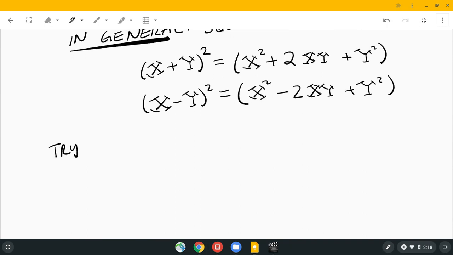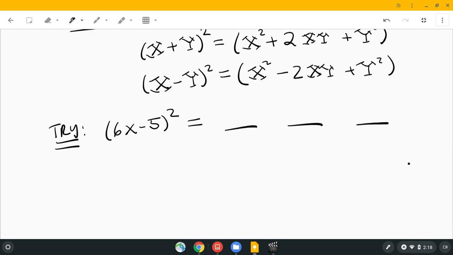Okay, so let's see. Go ahead and see if you can do this one. 6x minus 5 quantity squared. Try to see if you can figure out what the trinomial would be. Okay, so go ahead and hit the pause button and come right back.